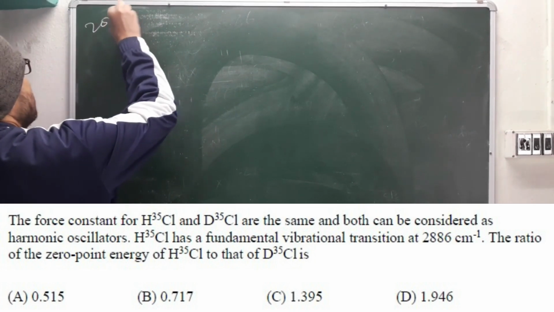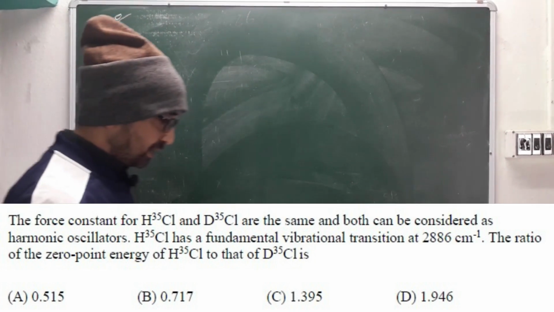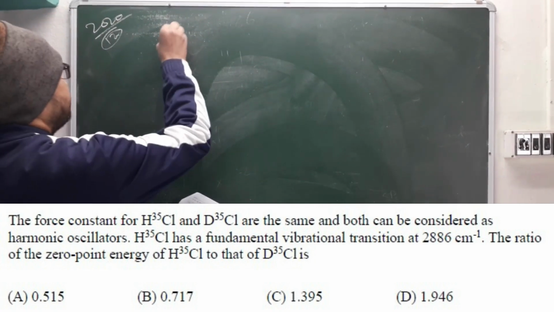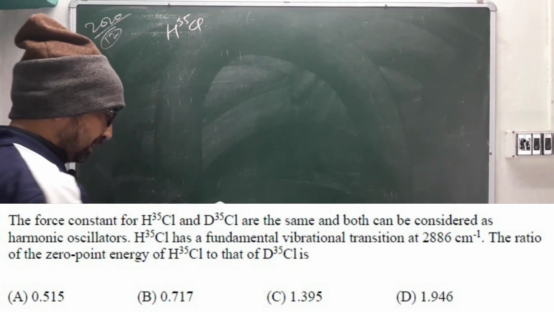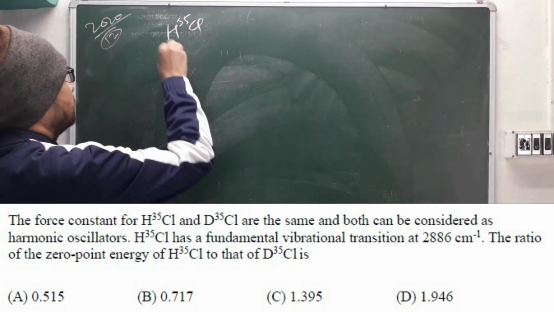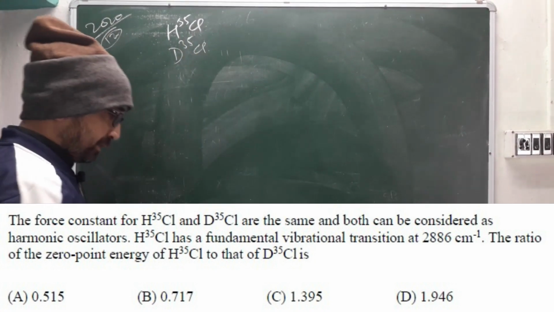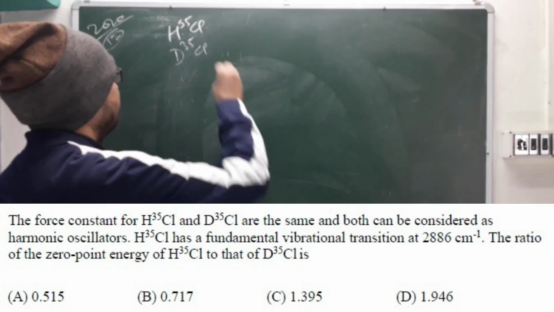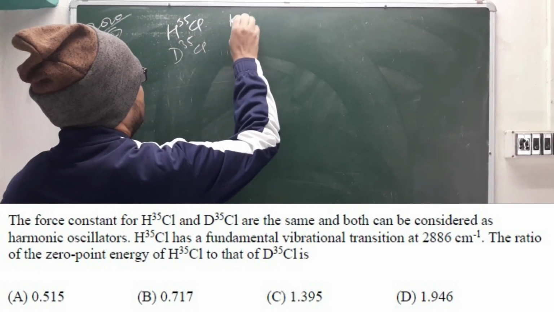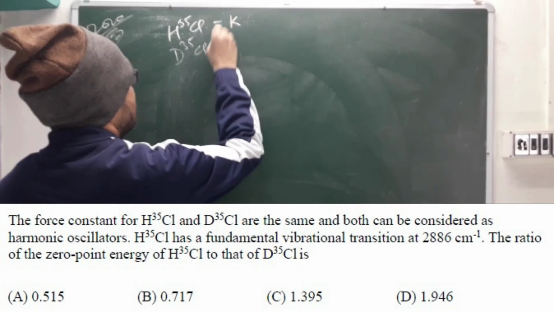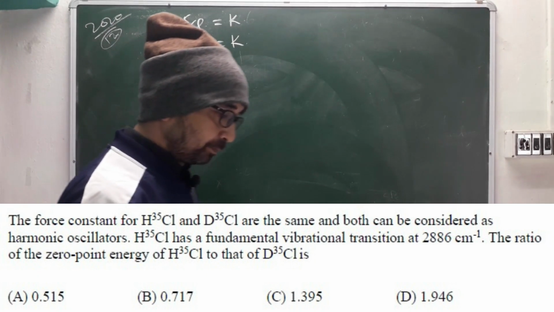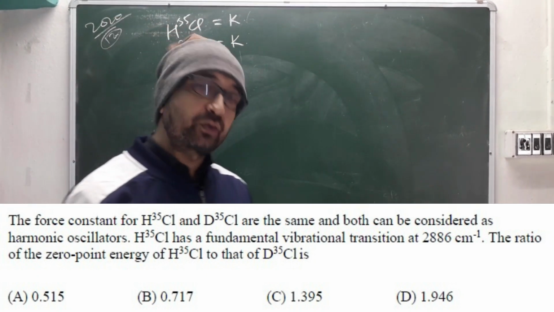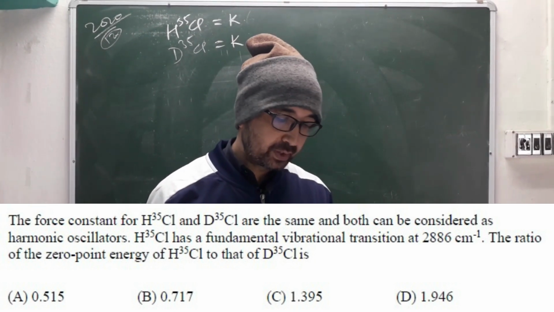In 2020 question number 12, you can see on the screen, the force constant for H 35Cl and D 35Cl is given as the same, and both can be considered harmonic oscillators. The force constant is K only, it is the same, and they are saying harmonic oscillator.